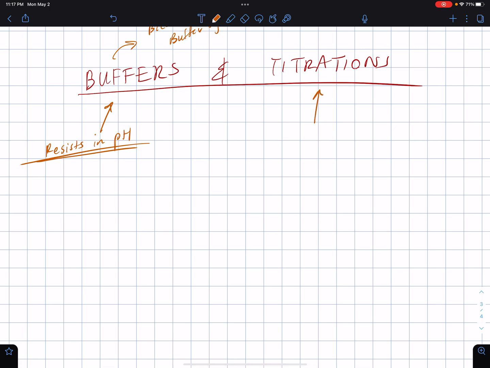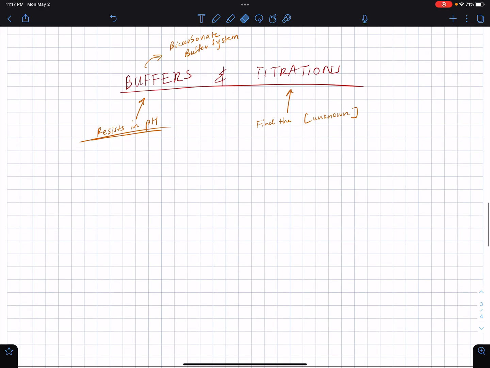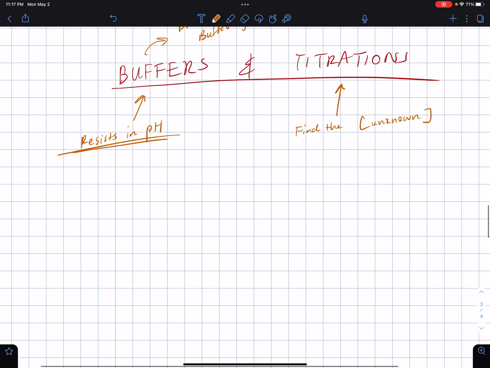And what is a titration? A titration is basically something that we're doing in order to find the concentration of an unknown compound, or an unknown substance. There are some things that we have to understand about buffers before we get into this.